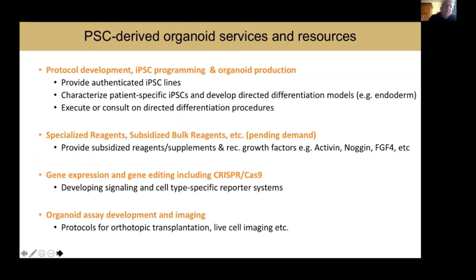So both the iPS-derived organoids can actually differentiate more if you transplant them under the kidney capsule. And that's one thing that we want to do. But if you can transplant them orthotopically into the tissue of origin, they may actually differentiate even more.